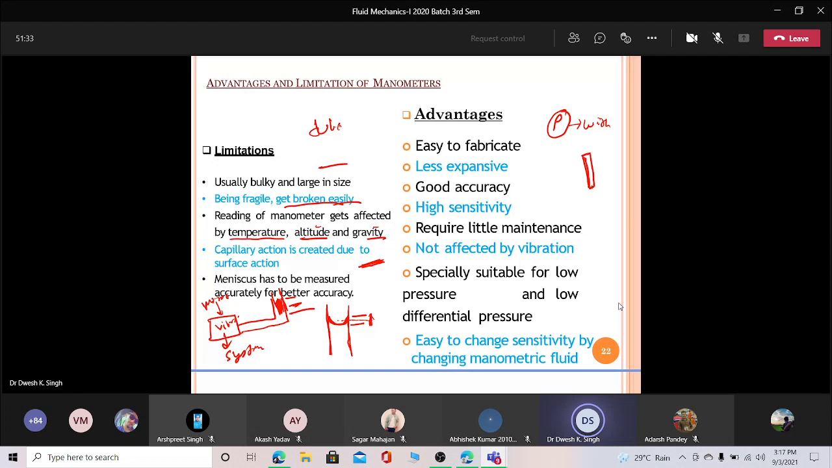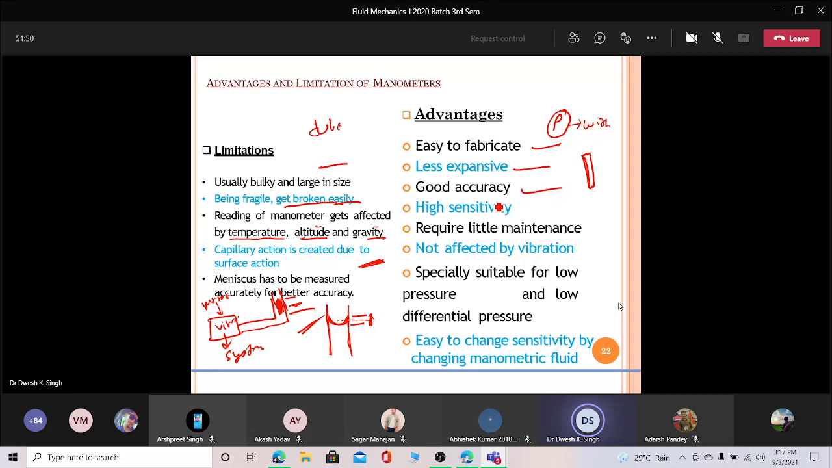So there is still some confusion like this. So these are some limitations. But yes, the advantage is that it is easy to fabricate. You can prepare it on your own. You can make it on your own. It is so easy. Less expensive because it contains only the tube.